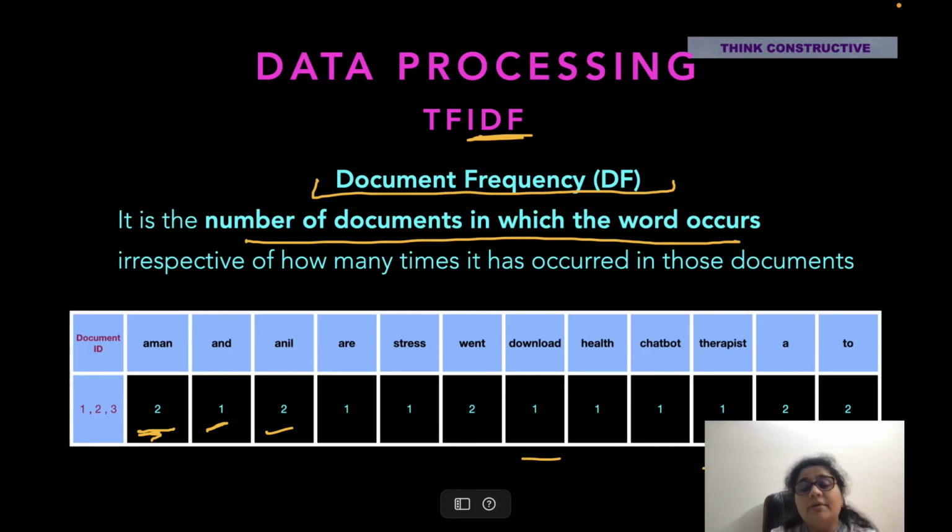Clear? So it doesn't matter how many times that word occurs in a particular document. It doesn't matter for document frequency. What matters is in how many documents that word occurs. Like Aman occurred in 2 documents, so its document frequency is 2. And occurred in only 1 document, so document frequency is 1. Okay, so I hope this point is clear. We'll move from this slide.